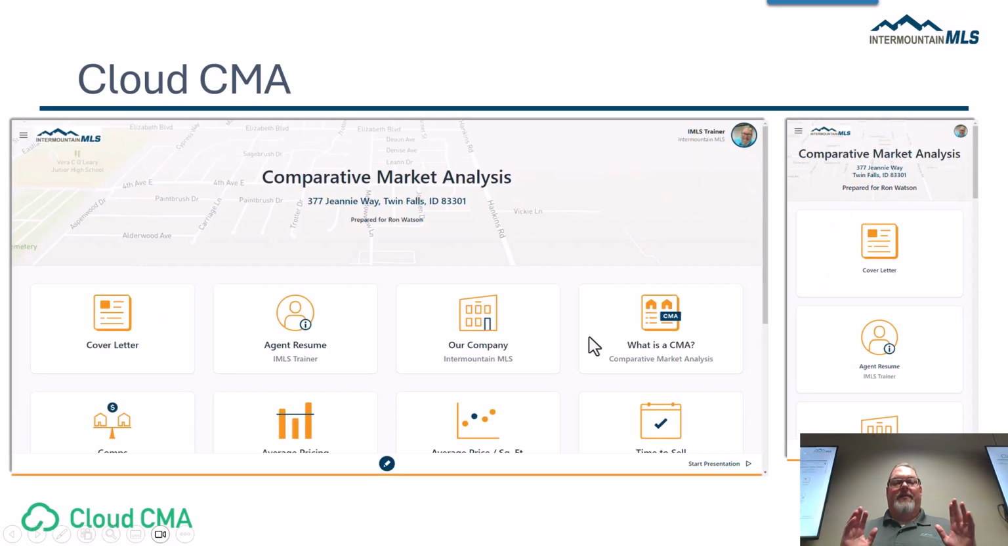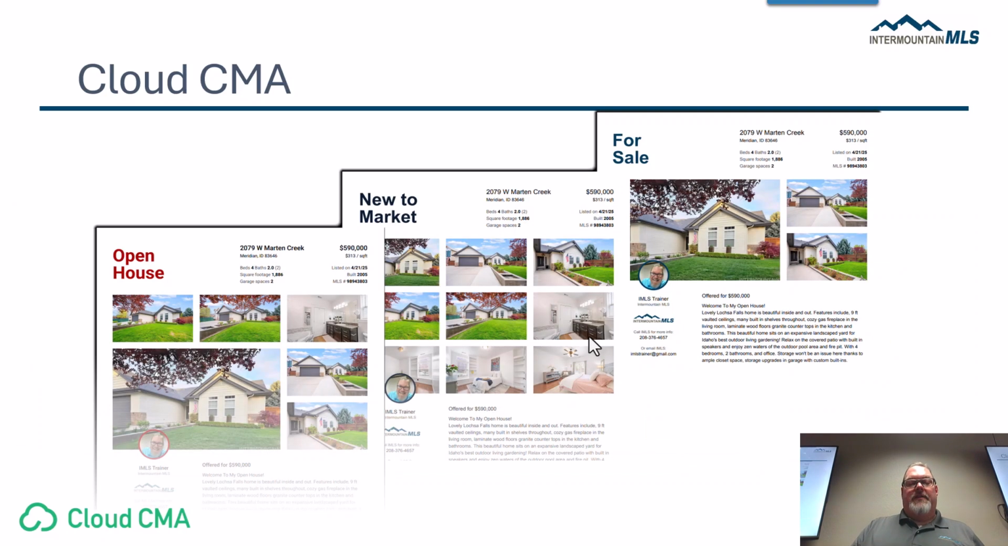They have a live view of the CMA, which, like the Easy CMA from Paragon Connect, is a link, so it's mobile friendly. So they can open it up on their phone instead of having to view it as an 8.5 by 11 PDF. They also have different themes you can select to make sure your branding matches your brokerage. They have different layouts for flyers you can create.